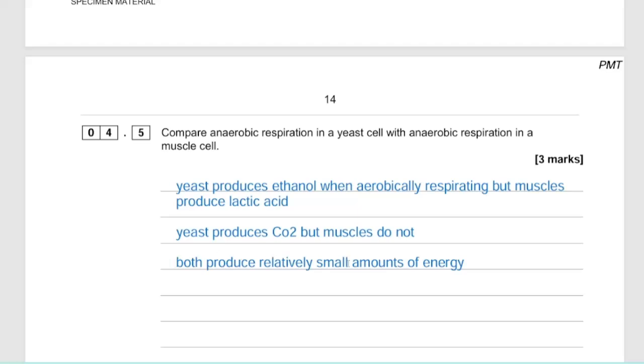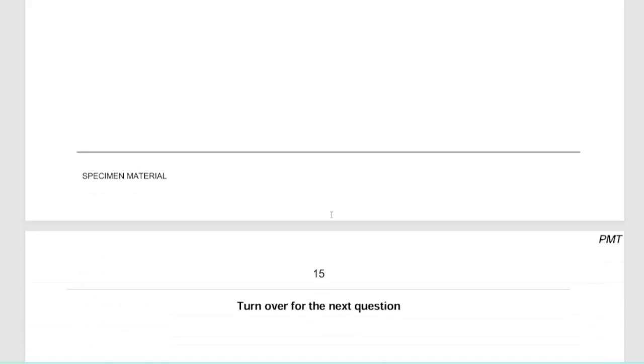And that's why, for humans, aerobic respiration produces a lot more energy. And that's why it's often used by sporting people who have events that take a while and need a large amount of energy, like marathon running. Anyway, moving on.